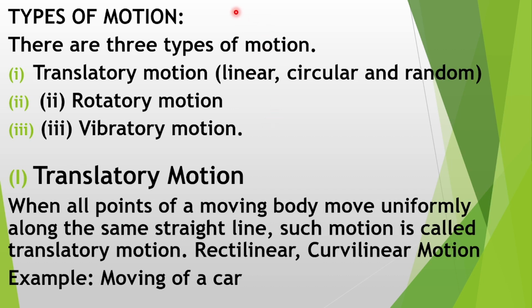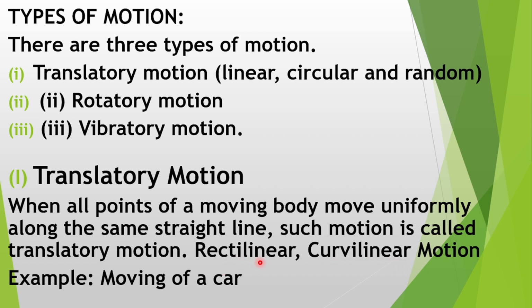So as you watched in the video, there are three types of motion: translatory motion, rotatory motion, and vibratory motion. Translatory motion can be defined as when all points of a moving body move uniformly along the same straight line. Such motion is called translatory motion. Translatory motion can further be divided into rectilinear motion and curvilinear motion.